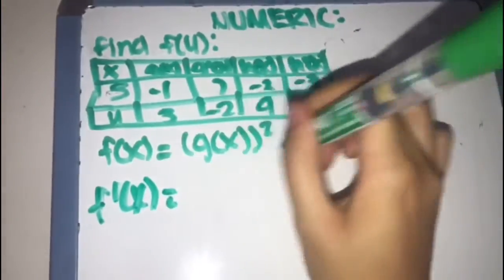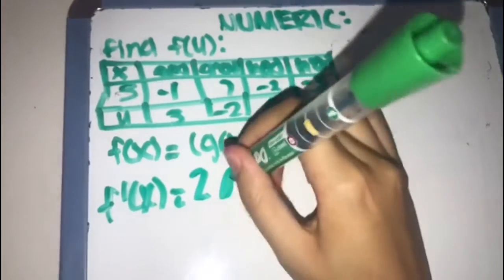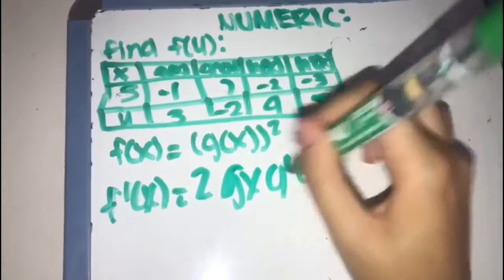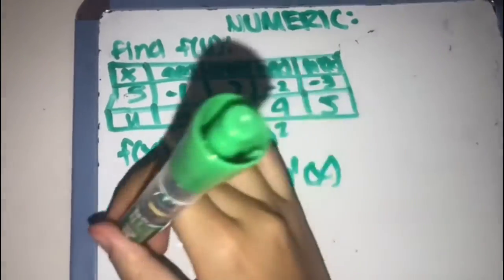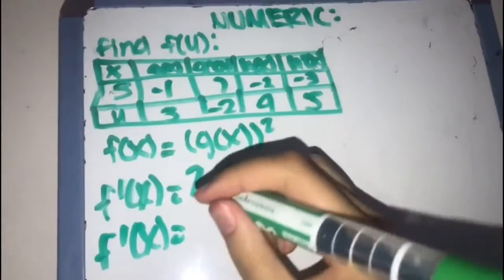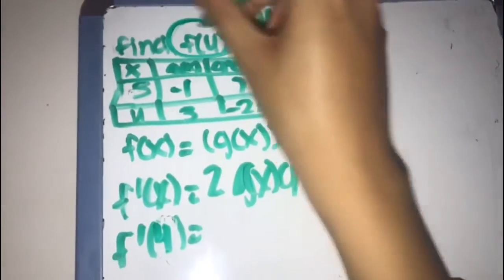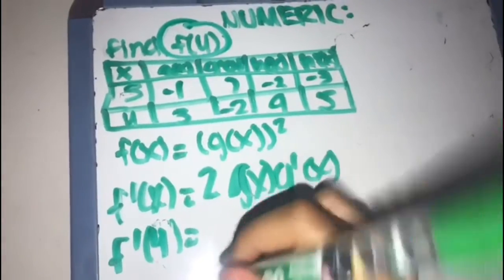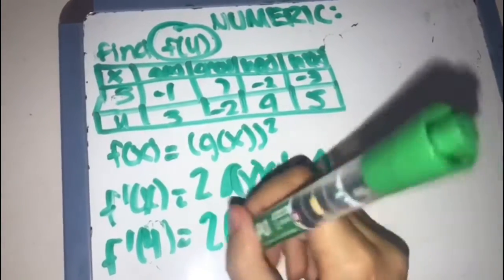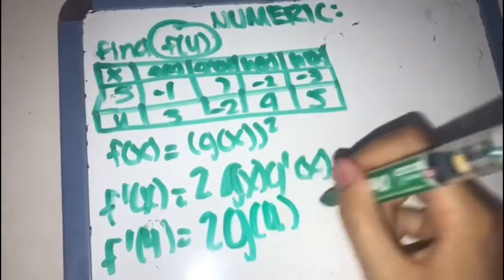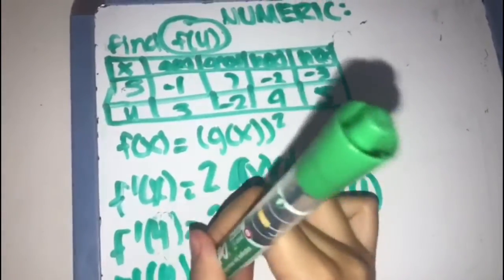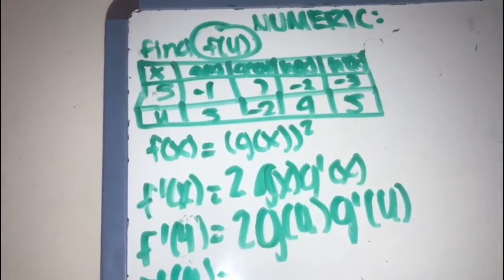So I would use f of x equal to 2 g of x and then g prime of x, okay? Then I would use f of x again, and that's where I start simplifying. Actually, my bad, I will use f of 4 because we're trying to find f of 4, okay? So I would use f prime of 4 equal to 2 g of 4 times g prime of 4. Then I would use f of 4 again, and that's where you start simplifying.